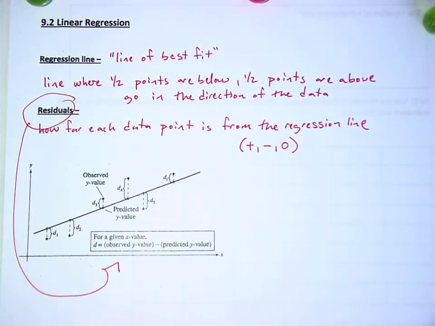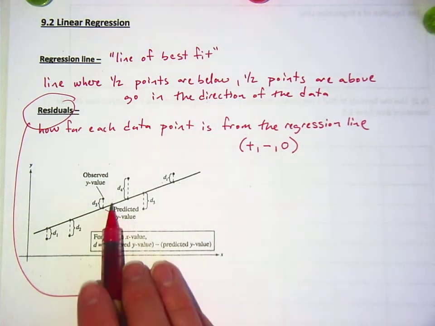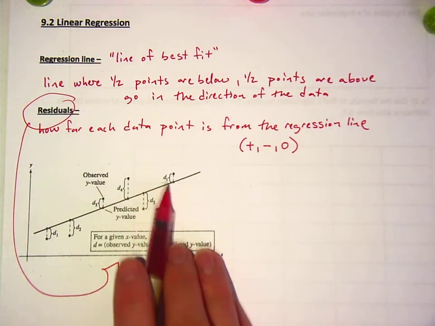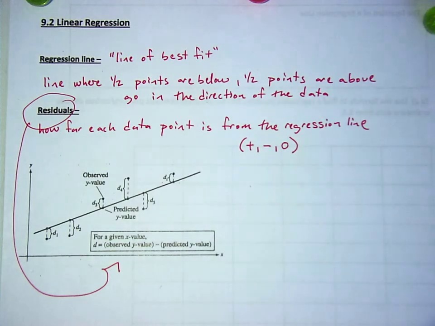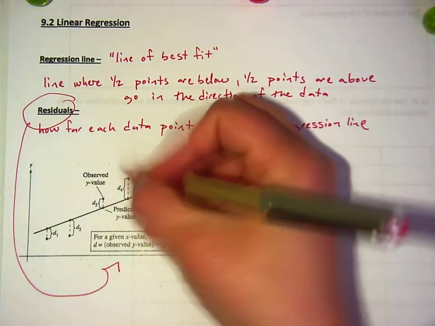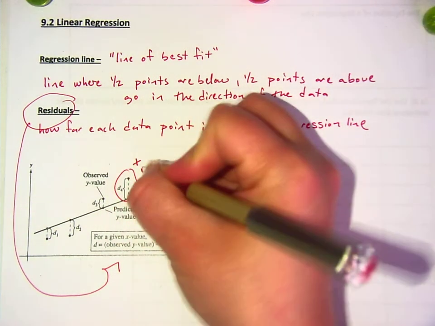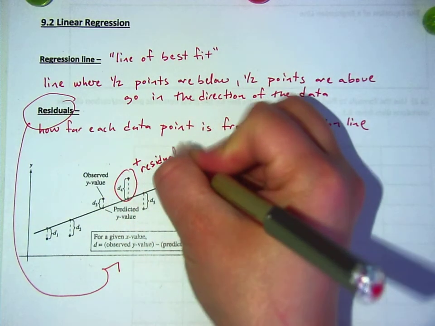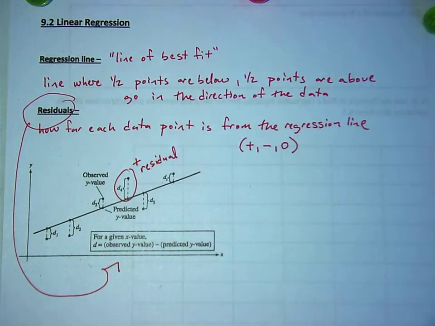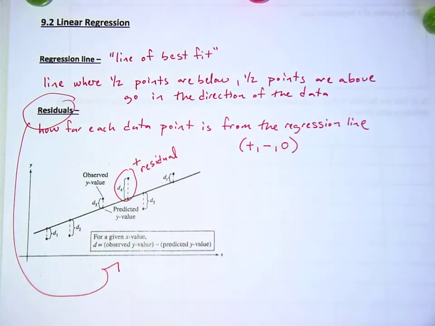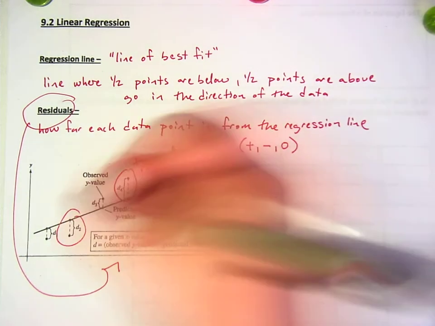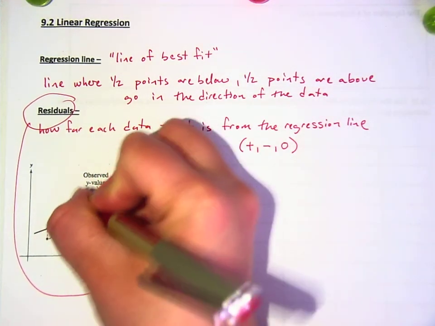Can somebody tell me, you see these that say D1, D2, D3, D4, D5? Can somebody tell me one that would be a positive residual, where the actual value is above what we thought it would be? D4. Yes, so this is a positive residual. Where's one that's negative? D2. That's a negative residual.